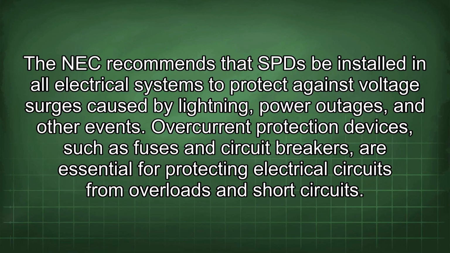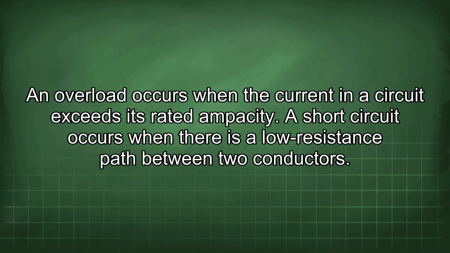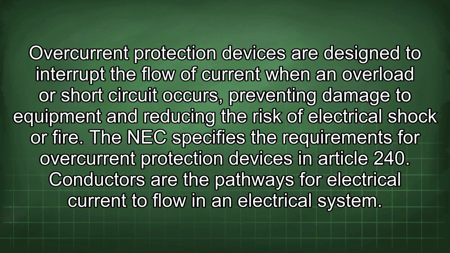Overcurrent protection devices, such as fuses and circuit breakers, are essential for protecting electrical circuits from overloads and short circuits. An overload occurs when the current in a circuit exceeds its rated ampacity. A short circuit occurs when there is a low resistance path between two conductors. Overcurrent protection devices are designed to interrupt the flow of current when an overload or short circuit occurs, preventing damage to equipment and reducing the risk of electrical shock or fire. The NEC specifies the requirements for overcurrent protection devices in Article 240.